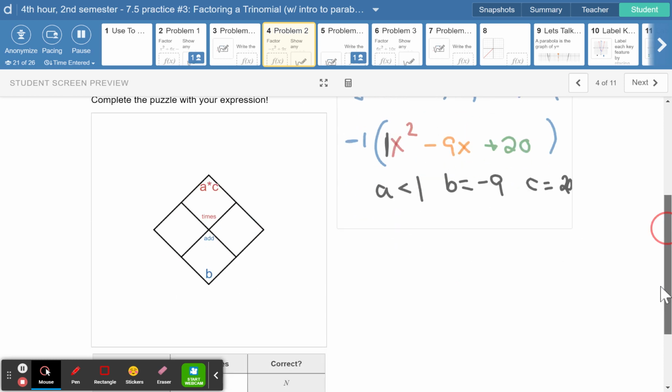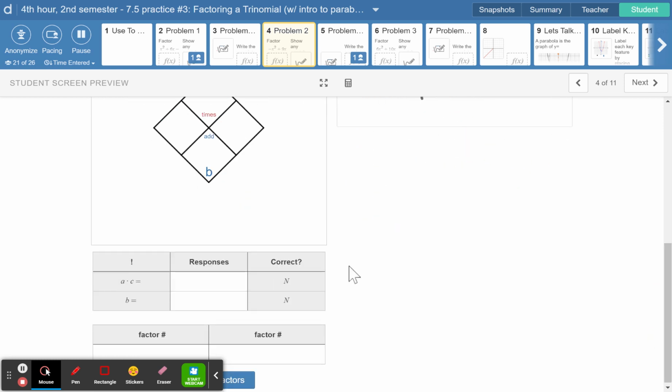So a times c is 20, and then negative 9. So the two numbers that work are negative 5 and negative 4. I'm asking you politely to check the factor chart, okay? Mess around with the negative numbers, figure out which one will get you a positive one.